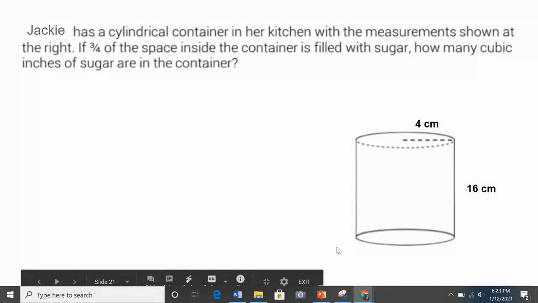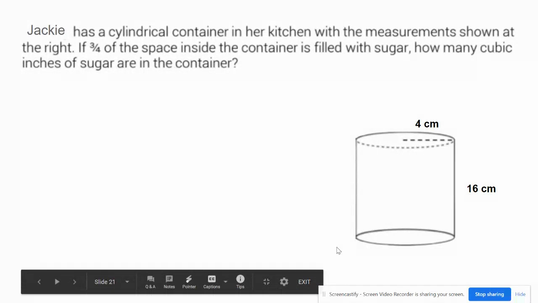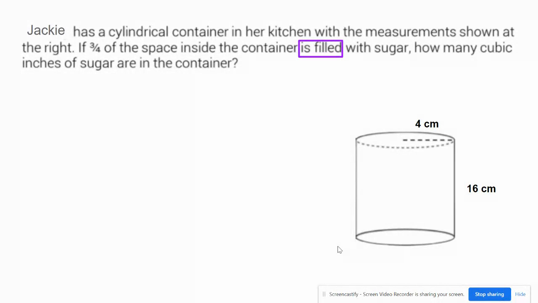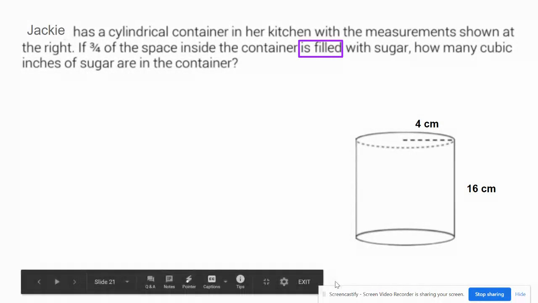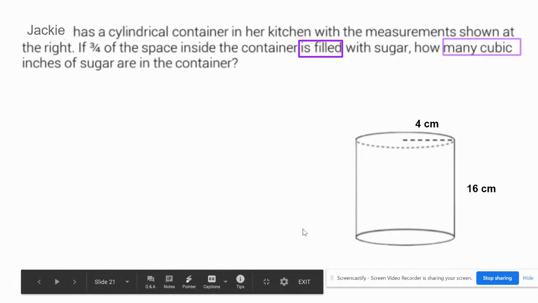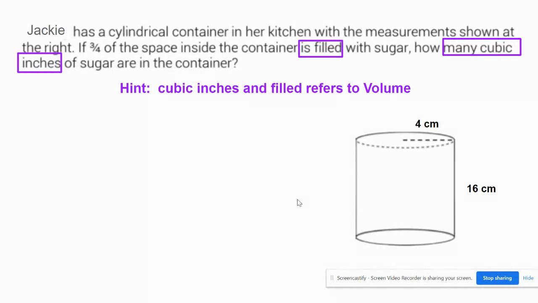First, I have to find out what information I'm given. It says filled. Nowhere in my question does it ask me about volume. I have to know based on the words that are given. Another indicator is cubic inches. Both of these refer to volume. Remember, volume means the amount the cylinder can hold.